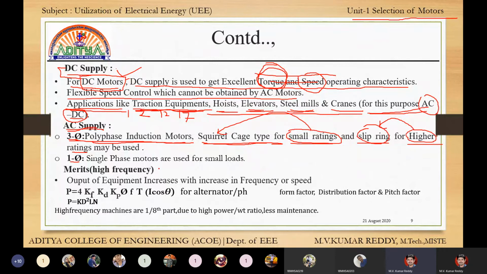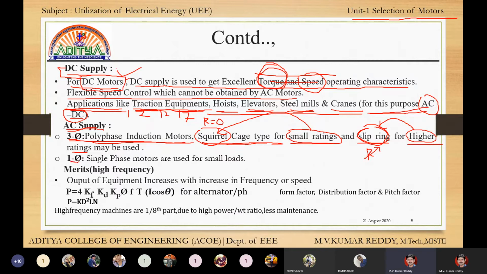Already we know that induction motors are of two types: the squirrel cage induction motor and the slip ring induction motor. In the squirrel cage induction motor, external resistance is 0. Why? Because everything is short circuited, that means the rotor is short circuited, and resistance is 0. In the slip ring induction motor, resistance can be varied. When resistance is varied, it can go for higher ratings. When resistance is 0, it can go for only small ratings.